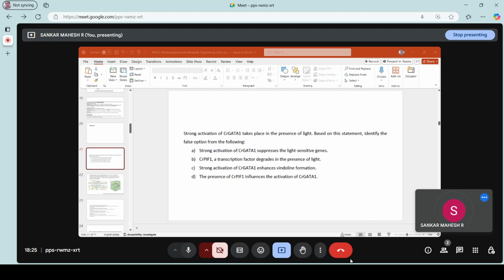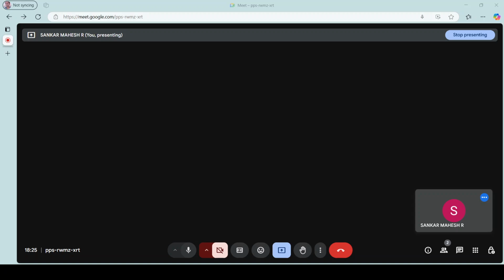So here we are talking about activation of a gene in the presence of light. So it's a light-sensitive gene. Now we are also looking for the false option among these four options. First, let's look at what is the function of this gene and how this light sensitivity plays a role.